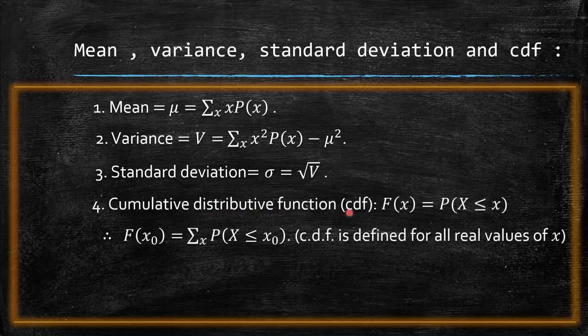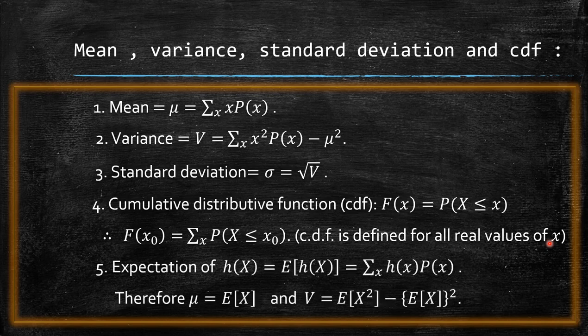Cumulative distribution function CDF, f of x equal to probability of x less than or equal to x. So that means we have to add all the probabilities till x. So that means f at x naught is equal to summation p of x less than or equal to x naught. So CDF is defined for all real values of x.